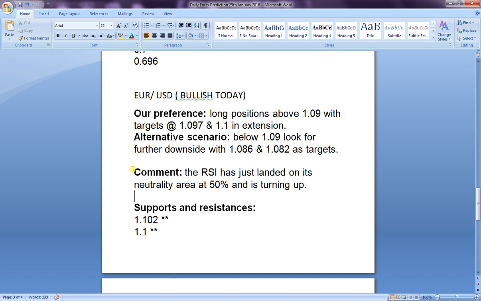In my predictions, this is the main thing. These two points are quite important. First of all, you have to check what our preference is today and what the comment about RSI is. It is saying that the RSI has just landed in its neutral area at 50% and it's turning up. It means that you need to have a little caution while taking this prediction. You need to basically wait at least 1 or 2 hours after London time and see where the market goes, because RSI is at 50% right now and it can turn either way.